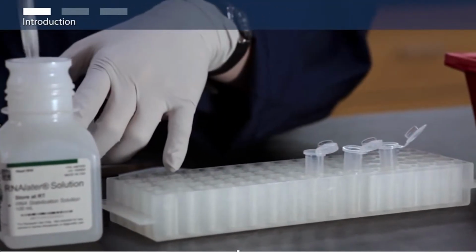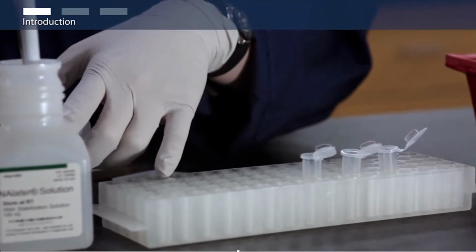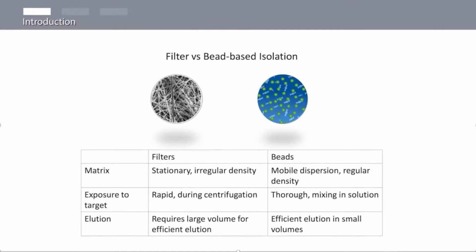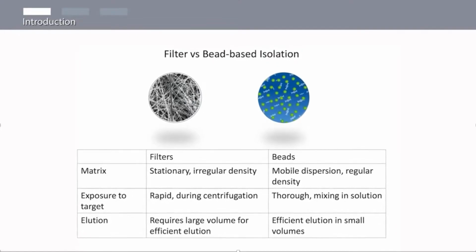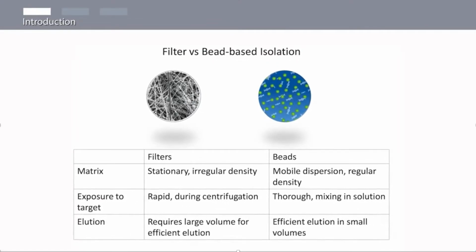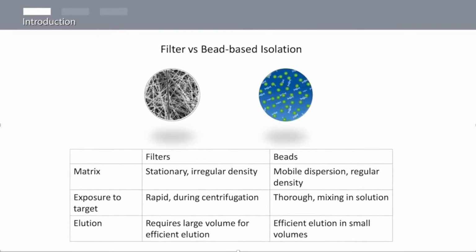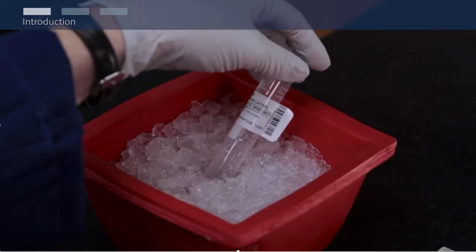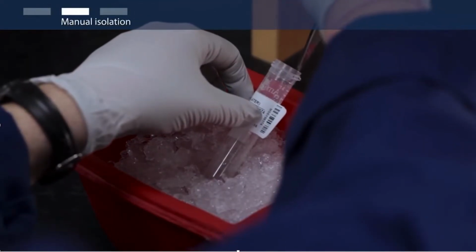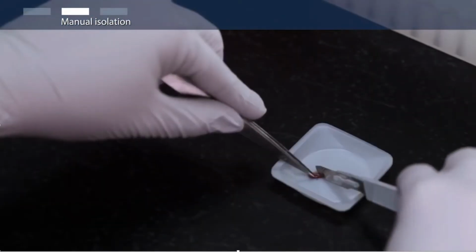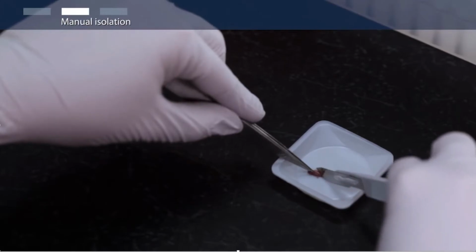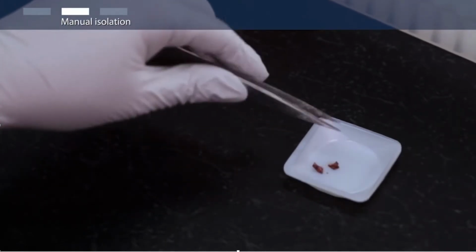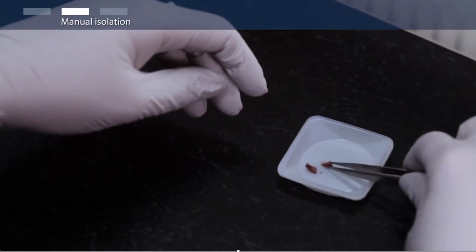Bead-based isolation is very similar to filter-based isolation. Both follow the same principles of solid phase extraction, but bead-based technologies, like that used in the MagMax mirVana kit, allow for high throughput isolation. For manual RNA extraction, in this case from mouse liver stored in RNAlater solution, first weigh and cut tissue into usable 30 mg pieces and place in a fresh aliquot of RNAlater solution.